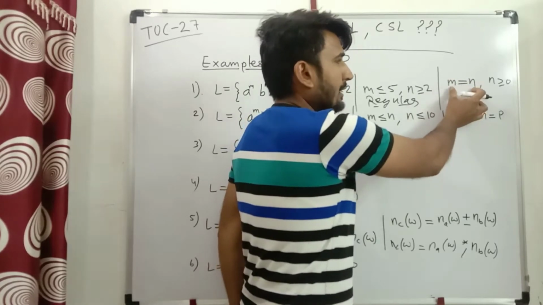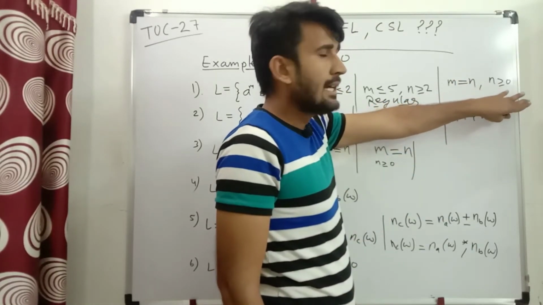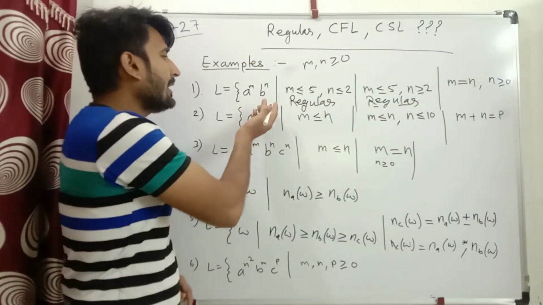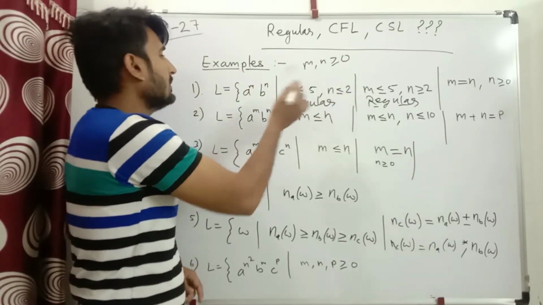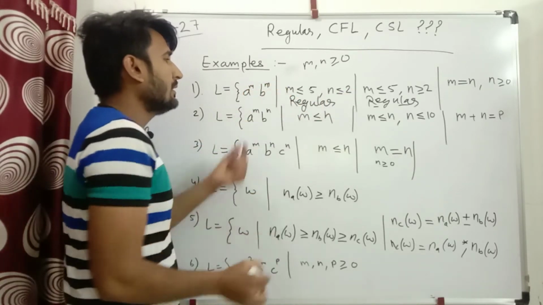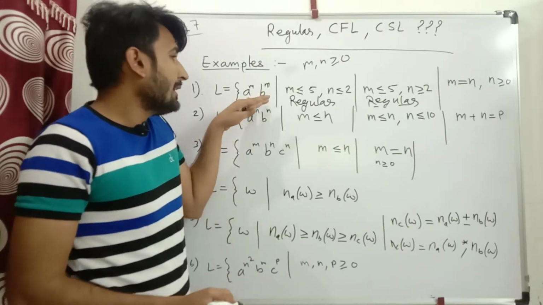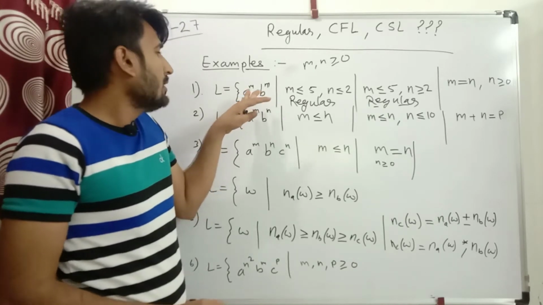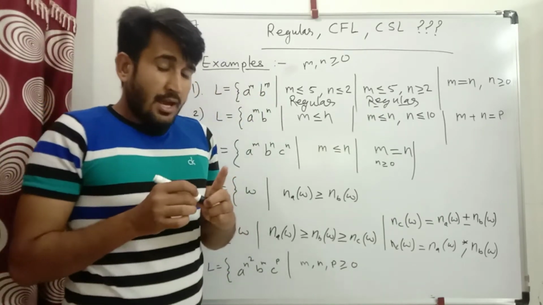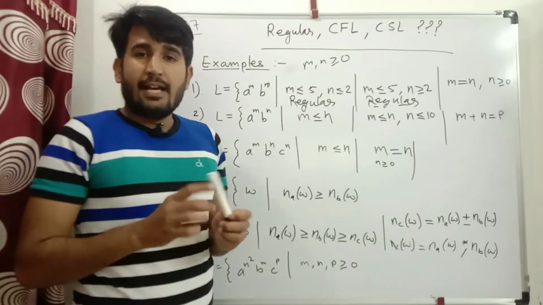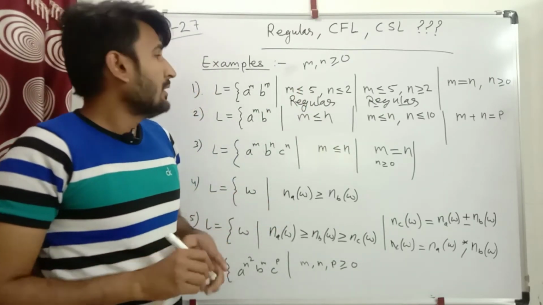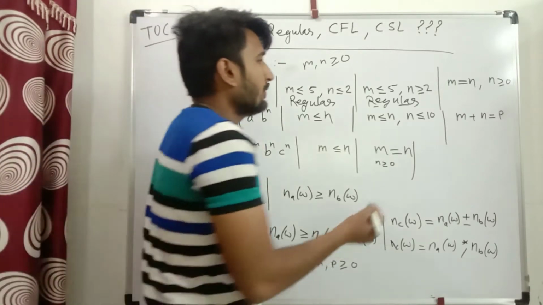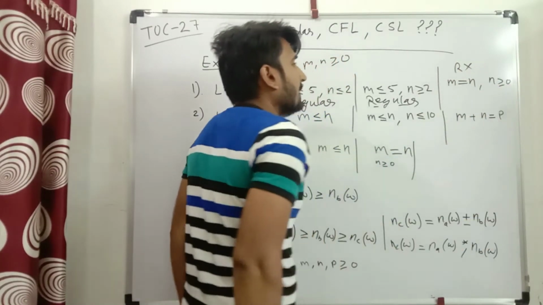Now consider the third, where m equals n and m is greater than or equal to 0. Here m and n are equal, so we can write m equals n, both are the same. So there is a comparison between m and n, that they are both equal. I taught you that in a regular language there is no comparison between numbers, we can't compare, so it is not a regular language. First point, it is not regular.